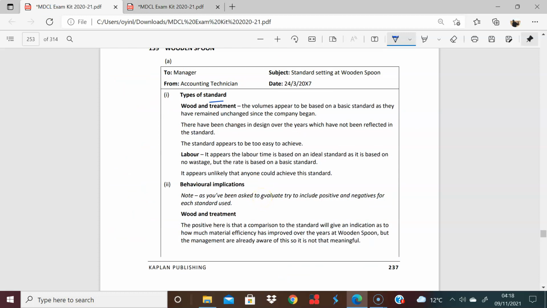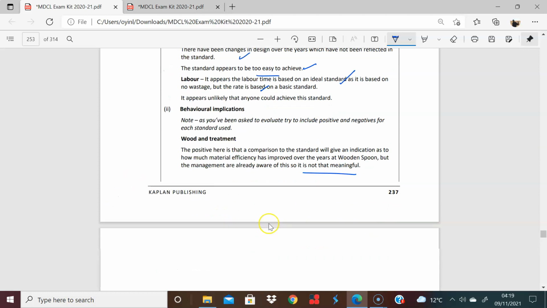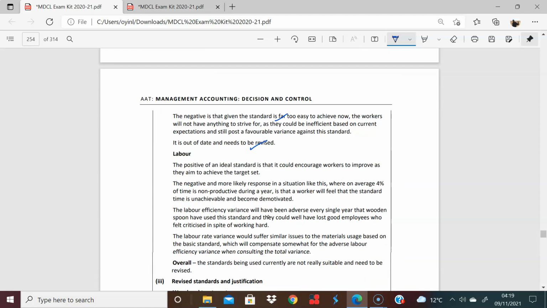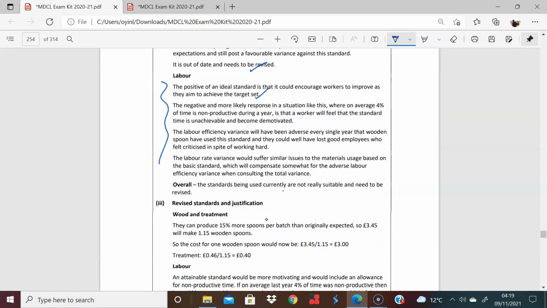So for type of standards, the wood treatment is based on a basic standard, no changes. Standards are too easy to achieve. Labor is ideal, no wastage. Behaviorally, efficiencies, when you have these improvements, are not going to be meaningful. That's the key point there. The standards are too easy, out of date, and need to be revised. The problem with ideal standards, of course, is that you cannot achieve them. You can encourage people to improve, but ultimately you need revision and you need to find a way to make them relevant. Otherwise you have people feeling demotivated, and you might lose good employees. So you can really go to town on that.